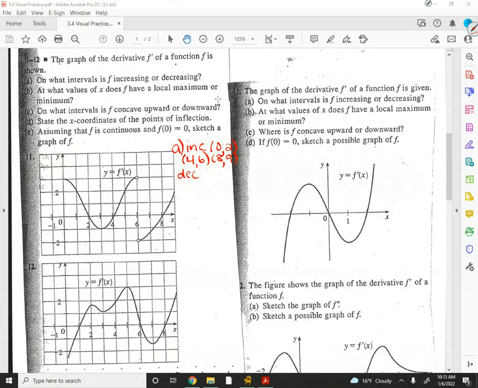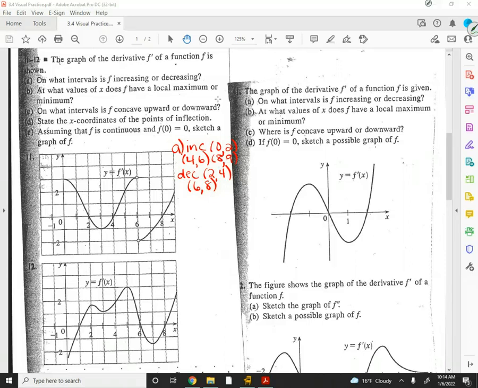It's decreasing where the derivative is negative, so 2 to 4 and 6 to 8. So same idea on those ones.